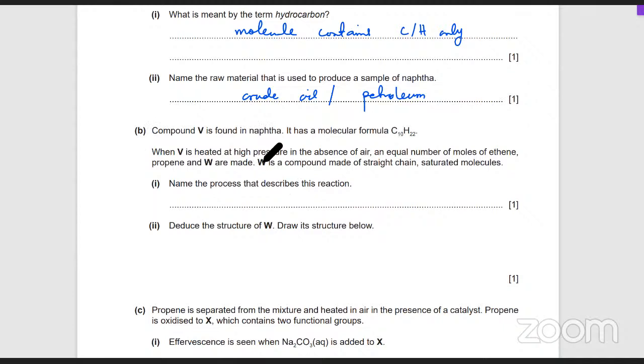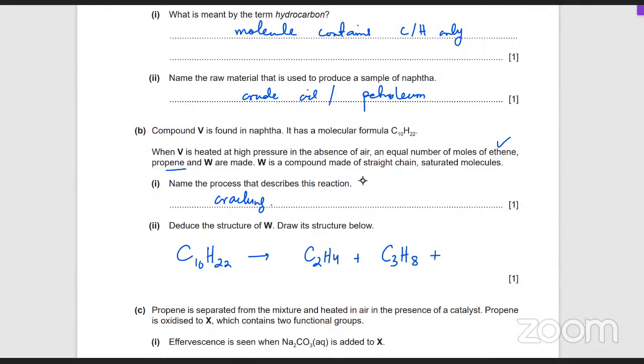V is heated at high pressure. What's the process called? Cracking, sir. Okay, this one is cracking. And you have to figure out the structure of W. So you got C10H22, and it's being cracked. Ethene is formed. Propene is formed, that's C3H6.